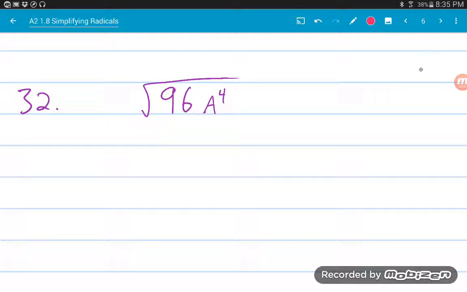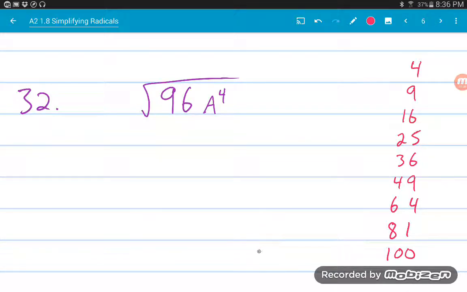Now, perfect squares are these numbers. 2 squared is 4, 3 squared is 9, 4 squared is 16, 5 squared is 25, then we have 6 squared is 36, 49, 64, 81, 100, and for the purpose of this video, we'll stop there. They keep going. I want to see which one of these divides into 96.